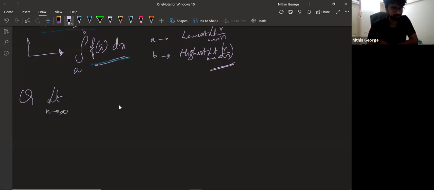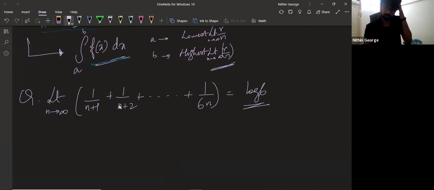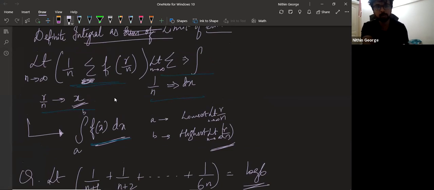We'll practice one question. 1 by n plus 1 plus 1 by n plus 2 all the way up till 1 by 6n. You have to prove that this is equal to log 6. Okay, so how do we take care of this? You write it in sigma form. Your first objective is to convert it into sigma form with 1 by n outside the summation sign.